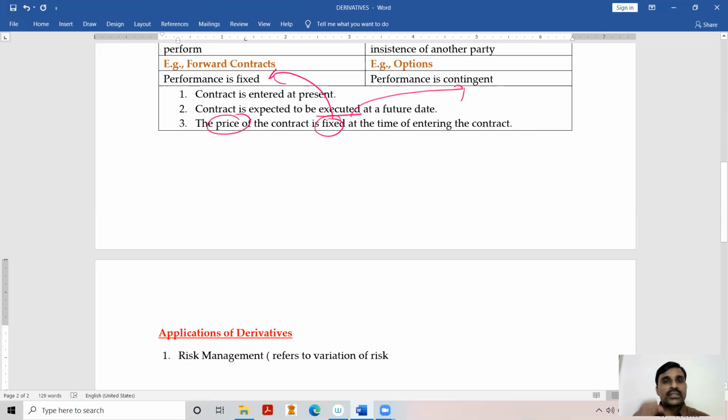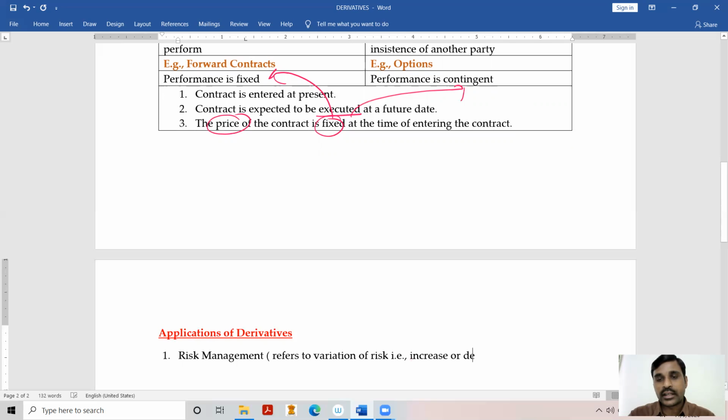Most people have the misconception that derivatives are used to reduce the risk. No, they are a risk management tool, not a risk reduction tool. Management refers to variation in the levels of risk. If you want, you can increase the risk, or if you want, you can decrease the risk. For both purposes, derivatives can be used. They can be used even to increase the risk.